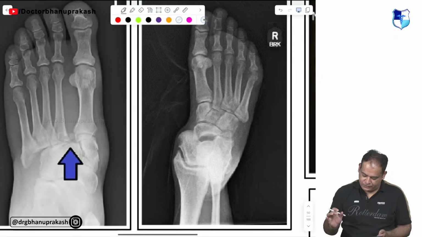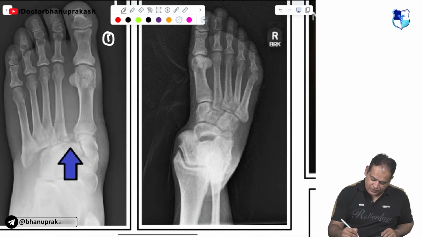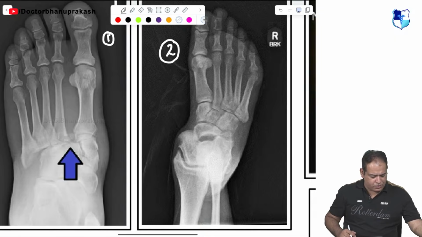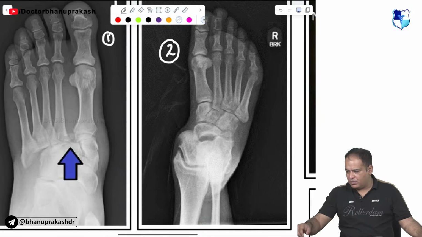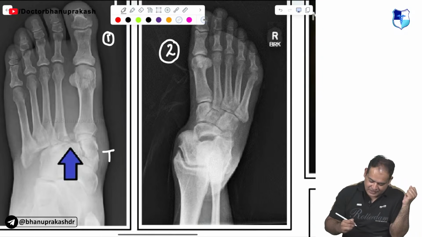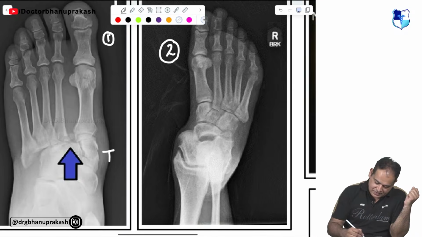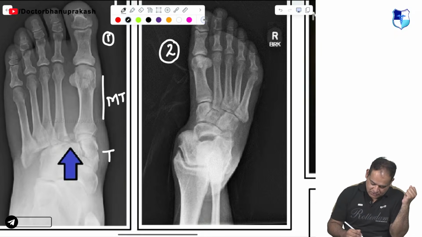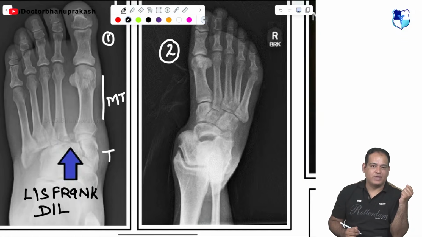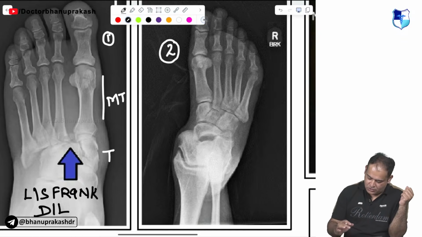Anyone, what is the name of this fracture? Two different fractures, 1 and 2. What is the name of this fracture? This, though is not very important, this is important probably only for NEET PG, but yes, you know, they can ask you anywhere. These are tarsal bones, right? These are metatarsal bones. So this is your typical Lisfranc dislocation, Lisfranc fracture dislocation, right?